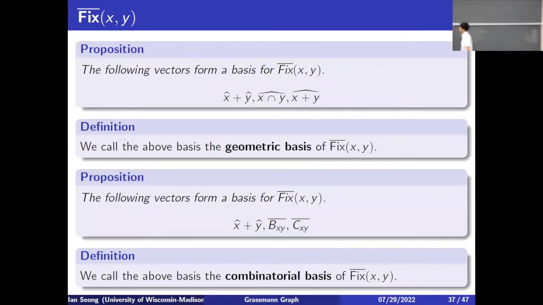The proposition is the following. We have these vectors that form a basis for fixed xy bar: x hat plus y hat, x intersect y hat, and x plus y hat. For similar reasons, we're going to call this the geometric basis of fixed xy bar. Similarly, we have another basis for fixed xy bar: x hat plus y hat, bxy bar, and cxy bar. For similar reasons, we call this the combinatorial basis of fixed xy bar.